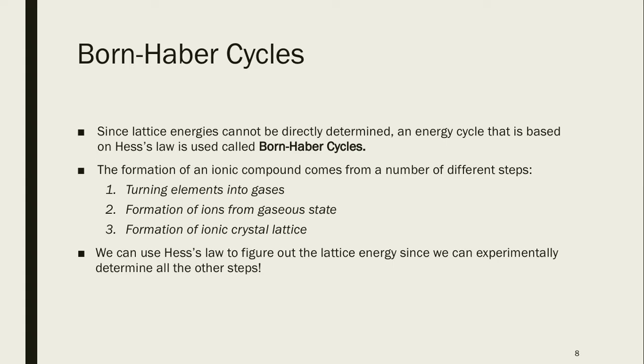Then we take those atoms and turn them into ions in the gaseous state. This is where the ionization energy and electron affinity will play a role. And then finally, we can form the ionic crystal lattice. What we can then do is use Hess's law to figure out the lattice enthalpy, since we can experimentally determine all the other steps. So all of the steps that we can do, we have values for. Those are going to be in your data booklet. The lattice enthalpy is one that we can then figure out.